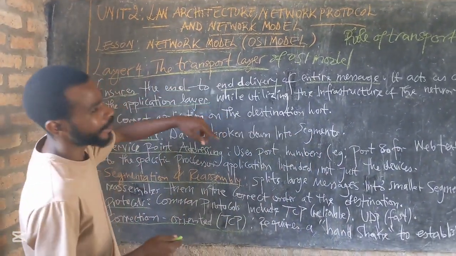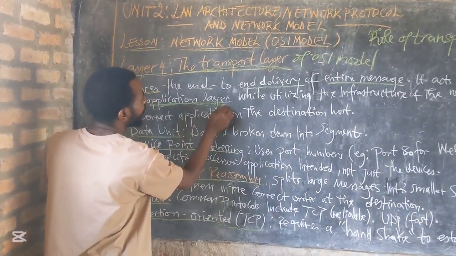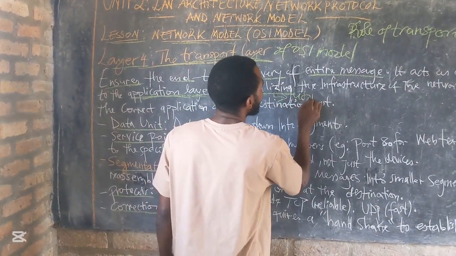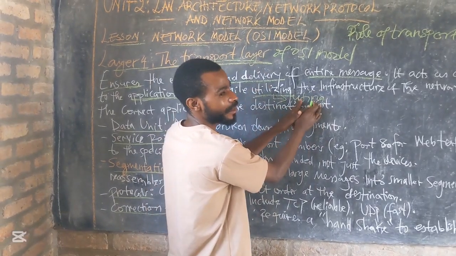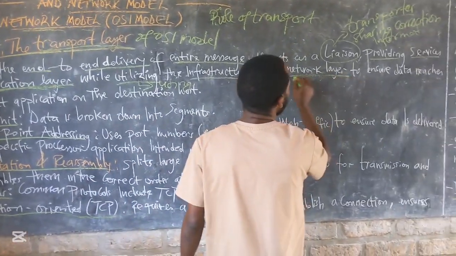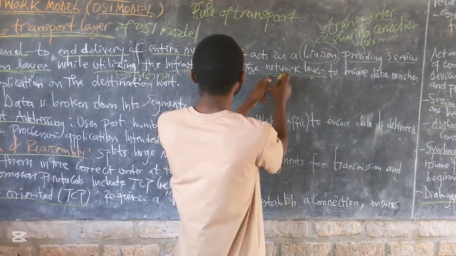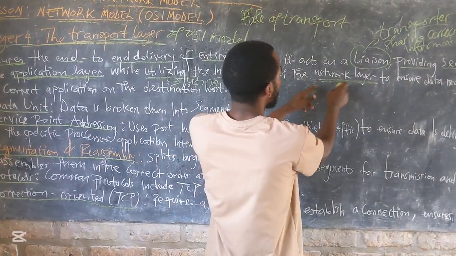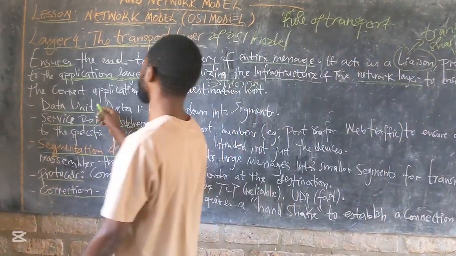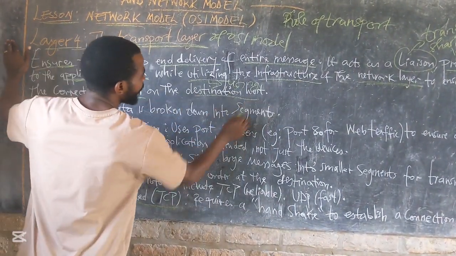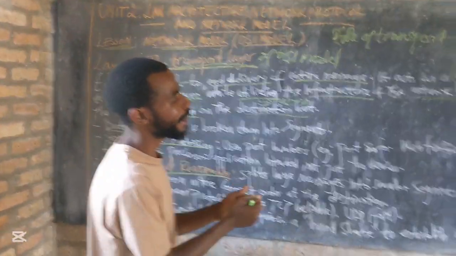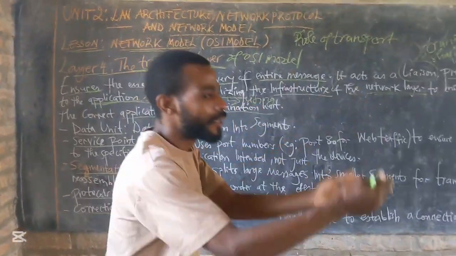This transport layer provides the service to the application layer, while utilizing, which is the same as using, the infrastructure of the network layer. While using the infrastructure, the tools of the network layer, to ensure data reaches the correct application on the destination. It means that we need to use some tools of the network layer to ensure that the data is reached.